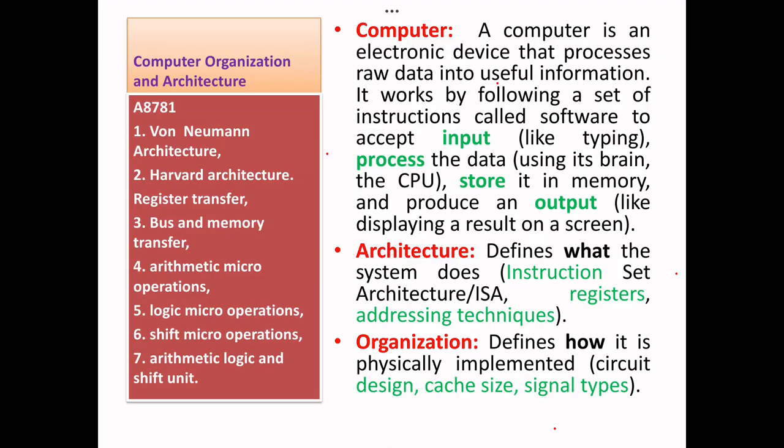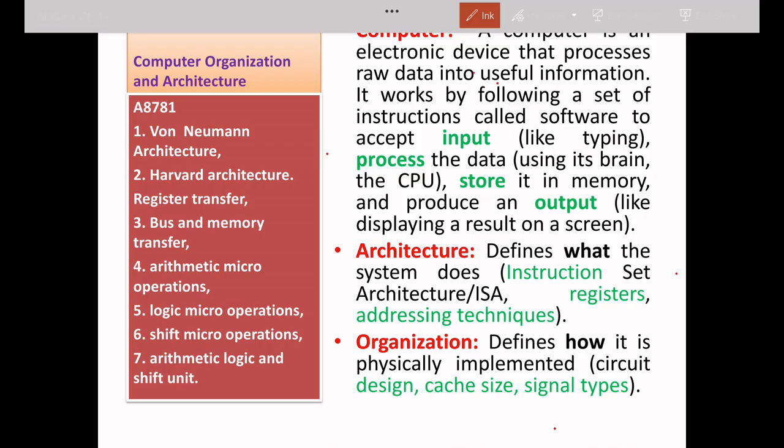Ladies and gentlemen, welcome. Today we will discuss this new topic. The subject is Computer Organization and Architecture, and the code is 8781. Today we will discuss the von Neumann architecture and the Harvard architecture, the bus memory transfer, the arithmetic and micro operations, logic micro operations, shift micro operations, and arithmetic, logical and shift unit. We will try to solve 1 mark questions for the GATE exam and also for competitive exams.